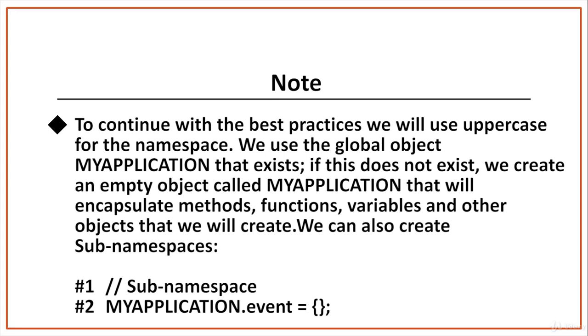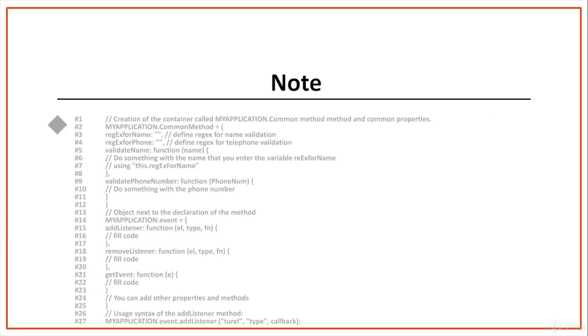We can also create sub-namespaces. As you can see, a sub-namespace, then myApplication.event. Here's the code for the creation of a namespace and how to add variables, functions, and methods, as you can see on the screen.